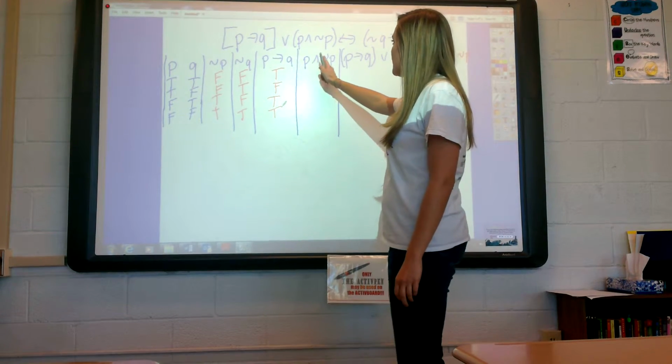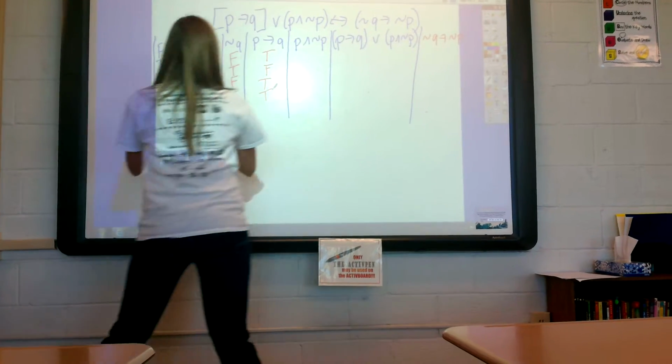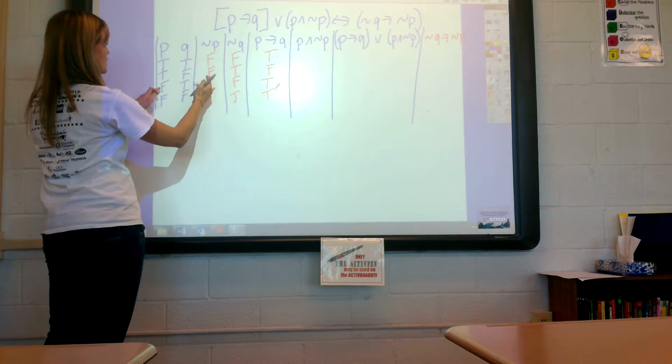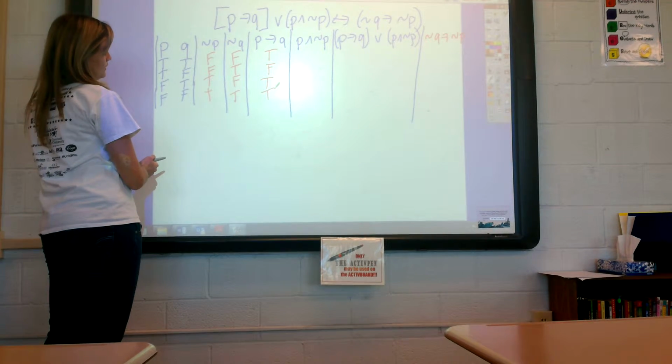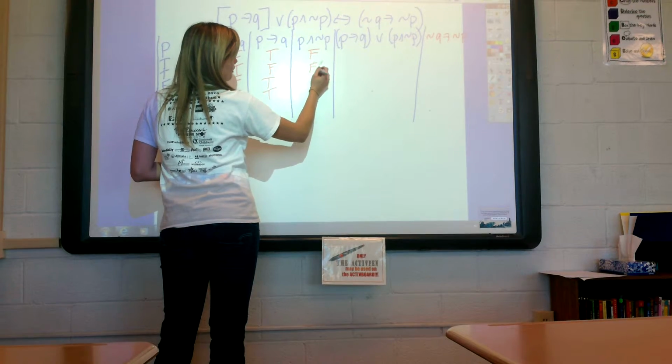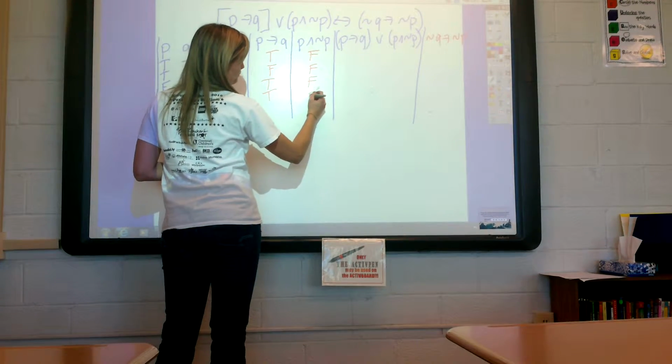Now I hit the P and not P. For this to be true, both of these have to be true values. And if you look, you don't have two true values in any of them. There's at least one true and one false. So this whole row is going to be false since they're both not true.